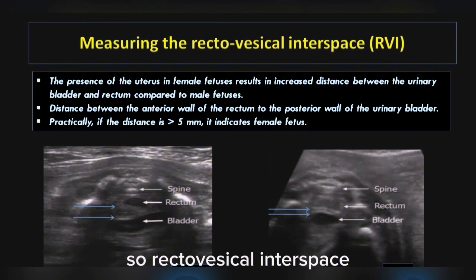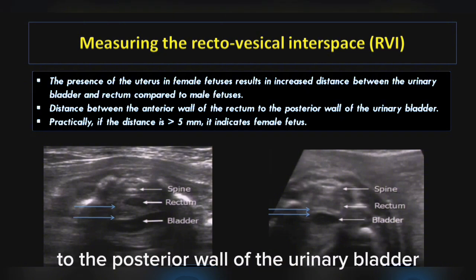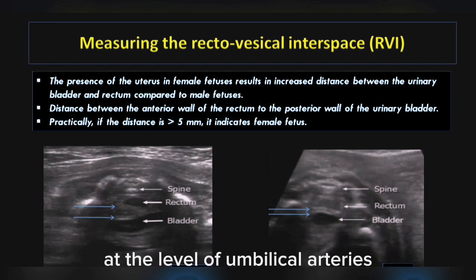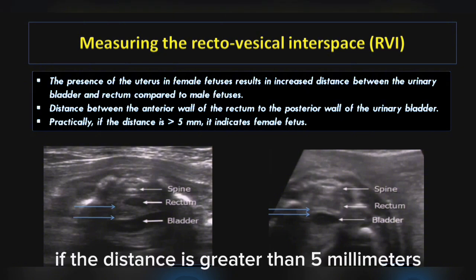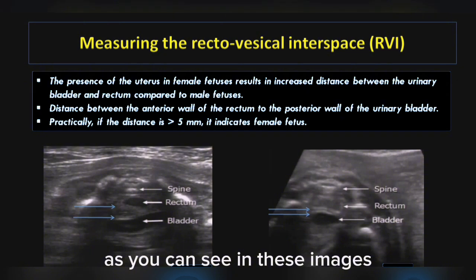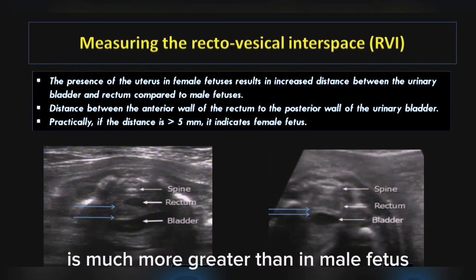So rectovesical interspace is the distance between the anterior wall of the rectum and the posterior wall of the urinary bladder. It is measured in the axial plane at the level of the umbilical arteries, in cross-section at the mid-urinary bladder. Practically, if the distance is greater than 5 millimeters, then it indicates a female fetus. As you can see in these images, the rectovesical interspace in the female fetus is much greater than in the male fetus.